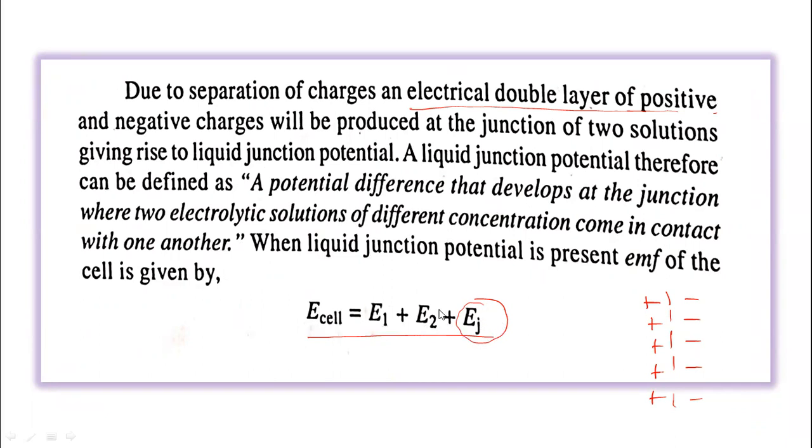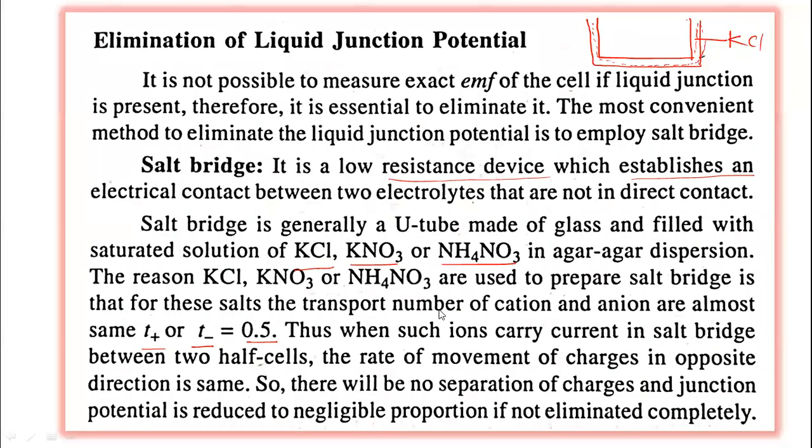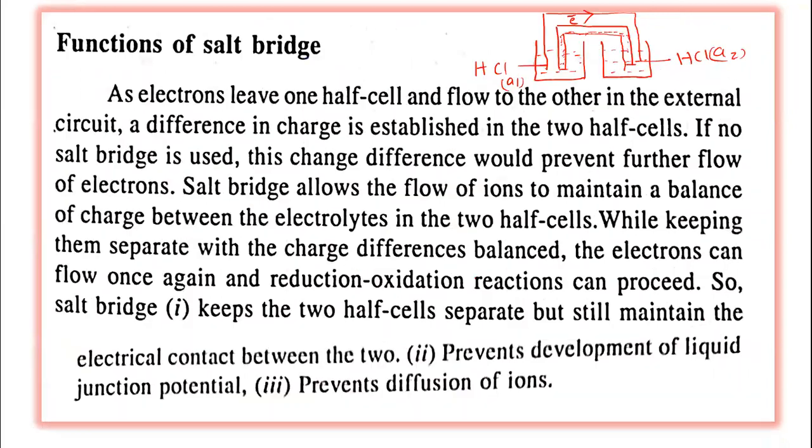Now it is necessary to eliminate the liquid junction potential. The liquid junction potential can be eliminated by using the salt bridge. The salt bridge is a low resistance device which establishes an electrical contact between two electrolytes that are not in direct contact. So in this lecture, we discussed how to eliminate the liquid junction potential with the help of the salt bridge and what the function of the salt bridge is.